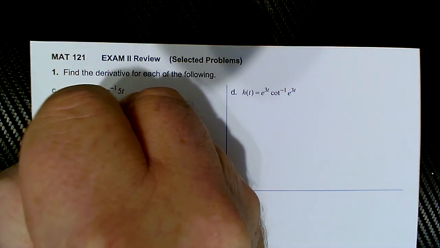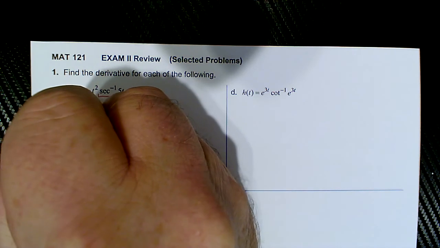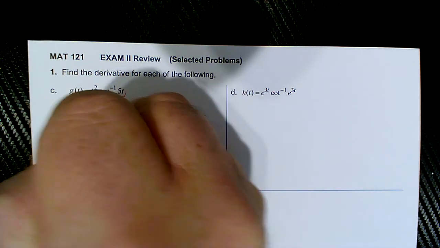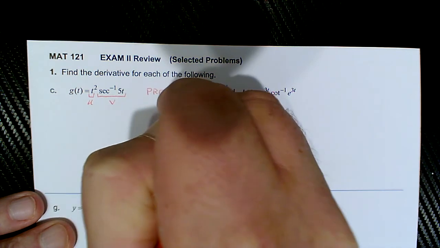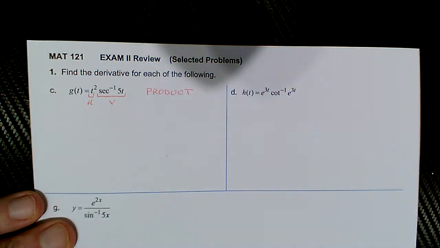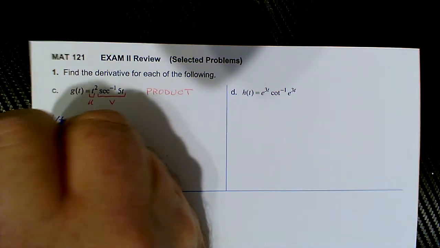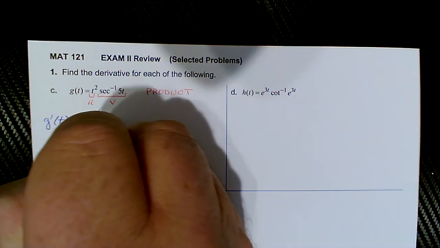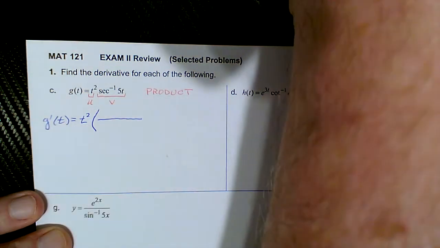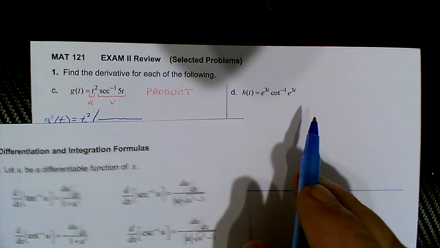So we should recognize that the inverse secant of 5t is a function of t, and t squared obviously a function of t. So treat them as u and v respectively, and we're going to need the product rule. And so therefore, by the product rule, g prime of t would be our first factor, t squared, derivative of the second. Okay, so now is where you're going to need your formula sheet, unless you've memorized it, for the derivative of the inverse secant. You can check the formula there.